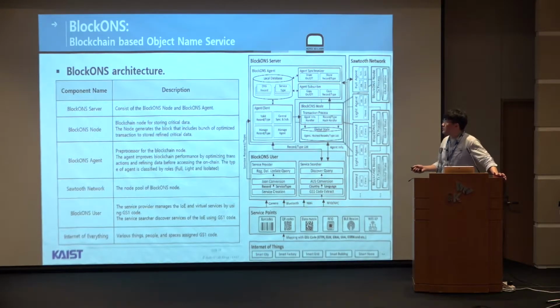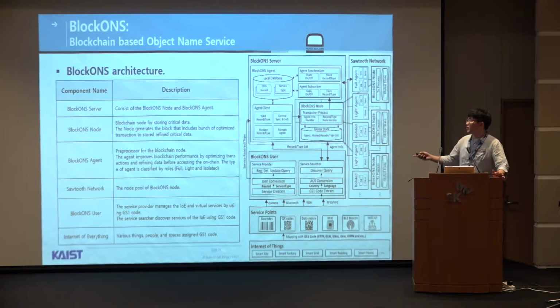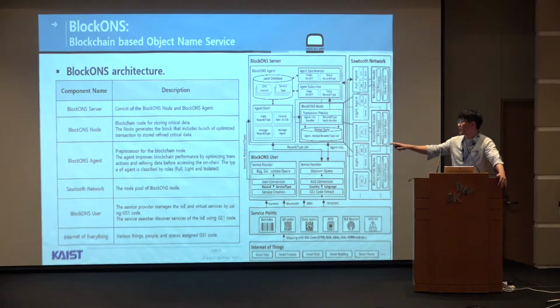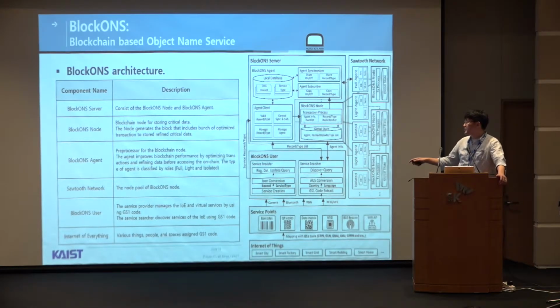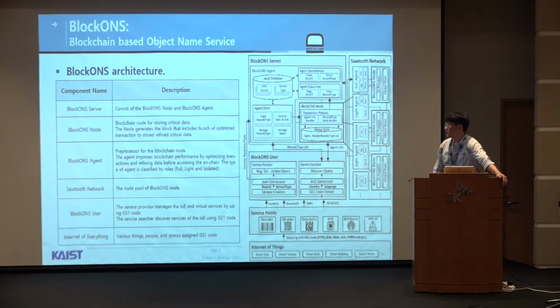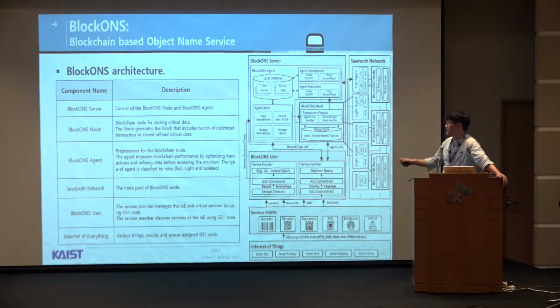So this is the architecture. I say the BlockONS server consists of the BlockONS node and agent. The BlockONS node is a blockchain node for storing critical data. And the BlockONS agent is a kind of off-chain preprocessor for the blockchain node. It optimizes the transaction and refines the data before accessing the blockchain node on-chain.